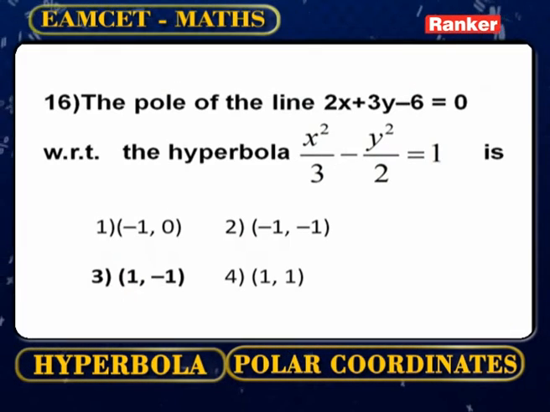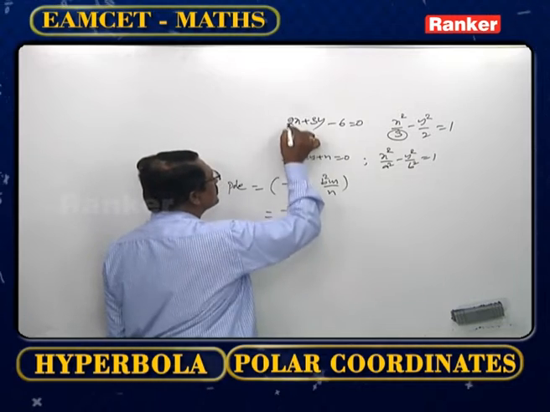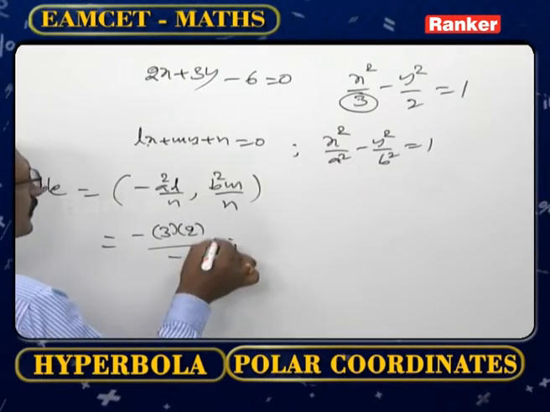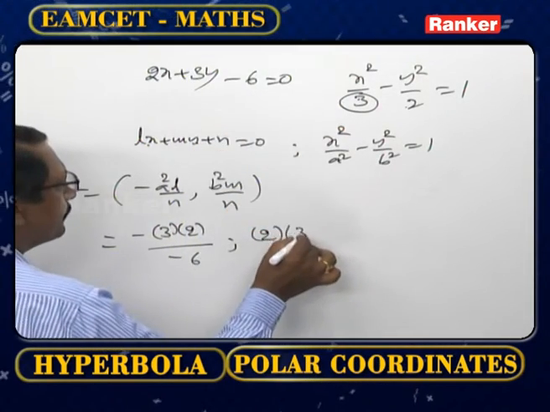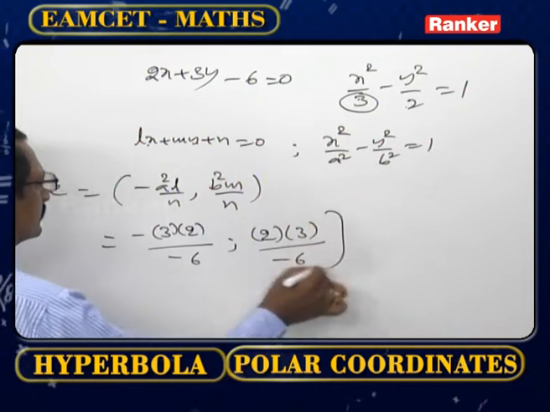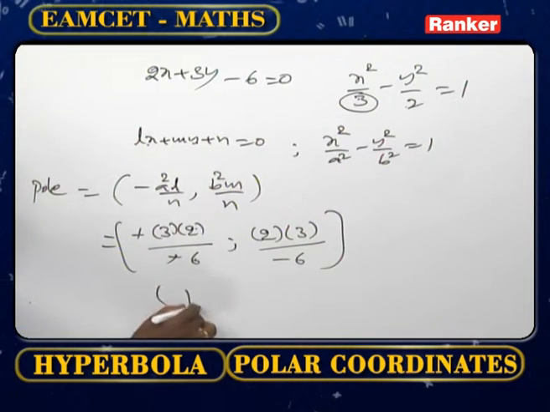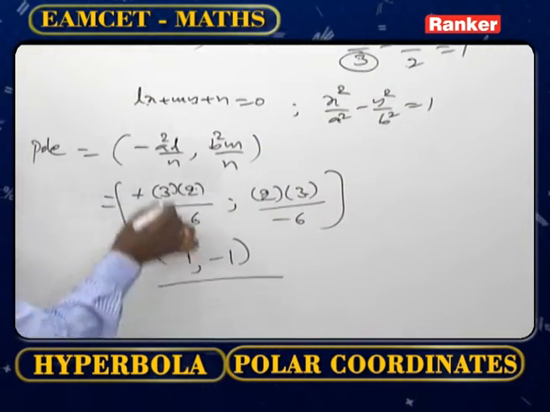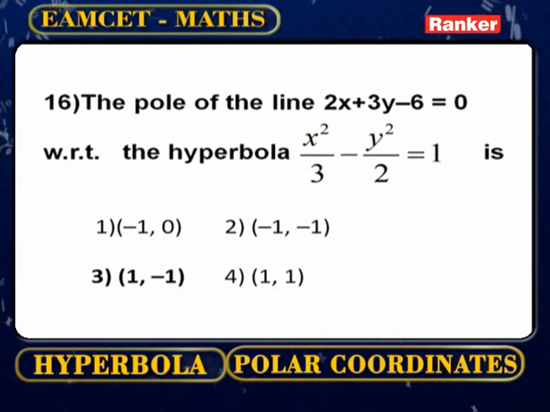Now, here the value of a square equals to 3, L equals to 2, n equals to minus 6, b square equals to 2, m equals to 3. Minus gets cancelled, 3 into 2 is 6, 6 also cancels, giving 1. Similarly, 6 by minus 6 is minus 1. Now, the pole of the given line with respect to the given hyperbola is 1 comma minus 1. Third option.